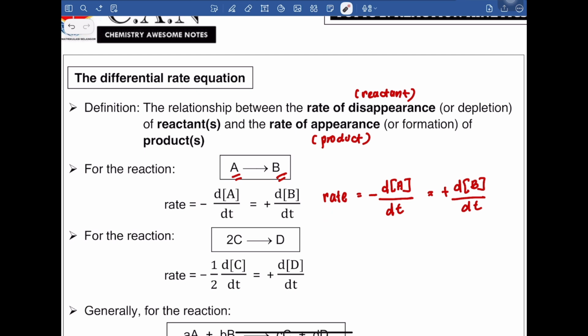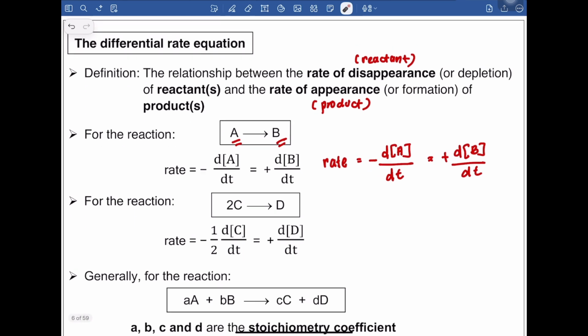What I want to emphasize here is that when it comes to writing, you have to write rate. Some students are so lazy, they just write R. If I find out like that, usually I will not give you the marks. The second one is the negative and positive symbol. This symbol is not related with the mathematical calculation. Rather, it is referring to this one disappearing, berkurang, and this one increasing, appearing, or forming. So again, this symbol has nothing to do with your calculation, but you have to add it.